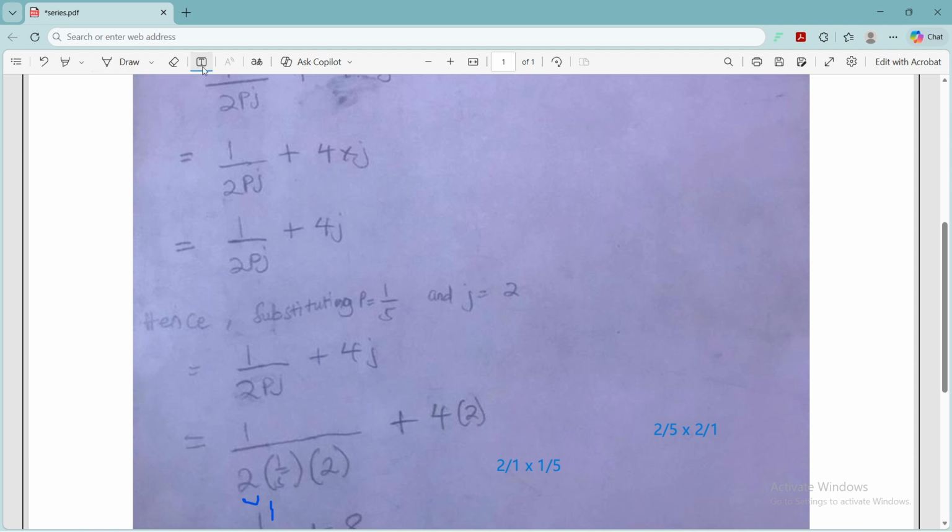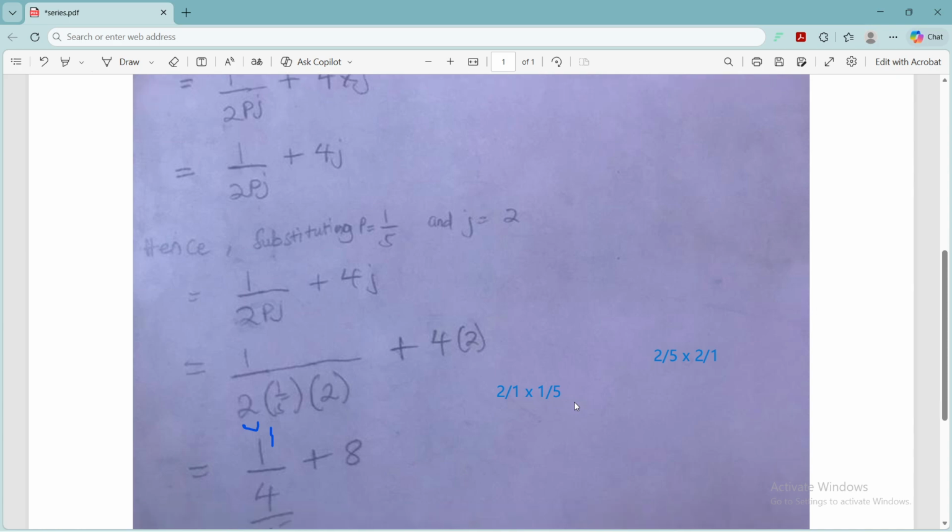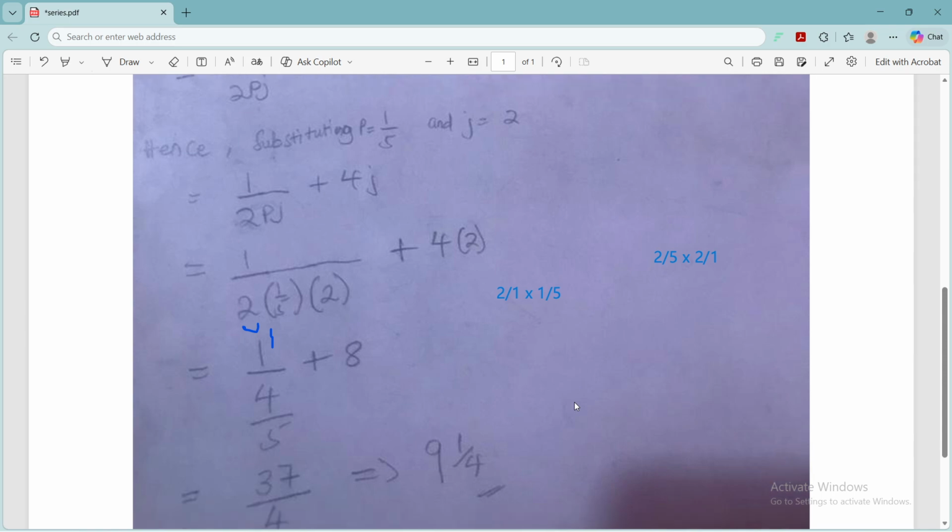So our subsequent expression would be given as 1 over 4 plus 8, okay? 1 over 4 plus 8, right? So we are going to get 1 over 4 divided by 5 plus 8, right? Sorry, 1 over 4 divided by 5 over 8, right? So the fraction 1 over 4 divided by 5 plus 8, right?